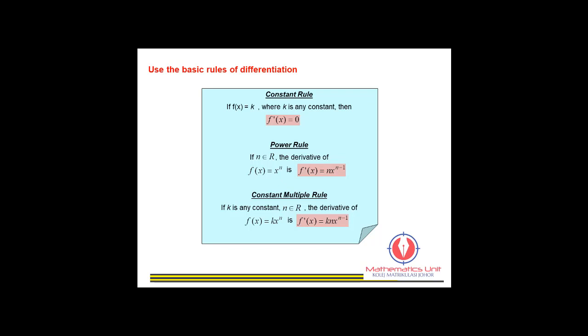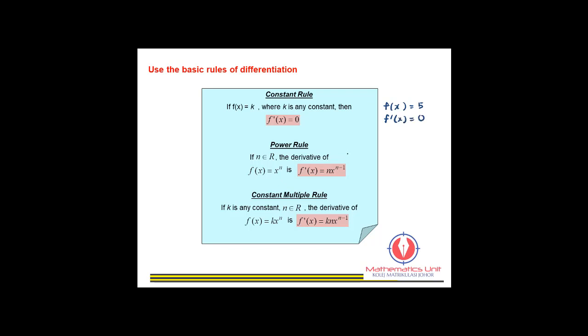Now we will proceed with basic rule of differentiation. So we have three parts. The first one is constant rule. If f(x) equal to k, where k is any constant, then f prime x equal to 0. For example, if I have f(x) equal to 5, so 5 is a constant, then when we want to find the differentiation, f prime x is equal to 0.